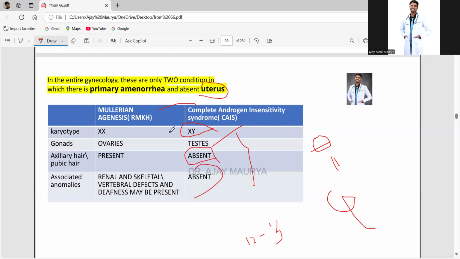Remember, for Mullerian agenesis, the actual character is female only. There are gonads of ovaries, and axillary hairs are present here. It is associated with renal and skeletal vertebral defects, and deafness may be present. This is how you have to remember.